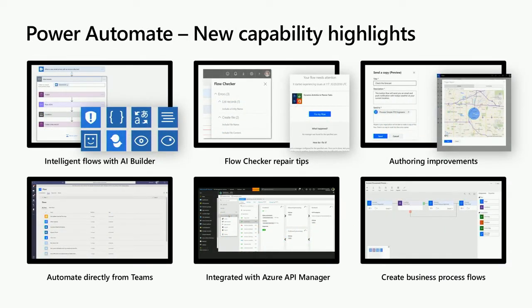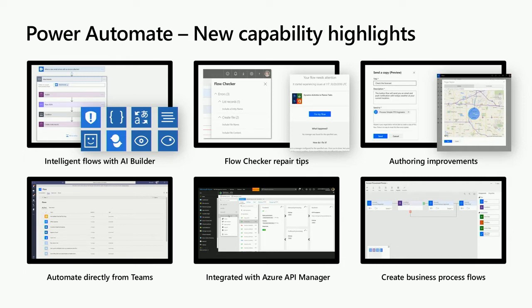And it's not just the big, heavy items like UI flows that we announced very recently. It's also lots of smaller, incredibly powerful elements. We have all the great AI Builder integrations inside of Power Automate, where you can do things like object detection or text classification or prediction.